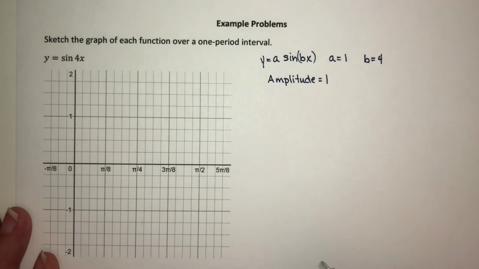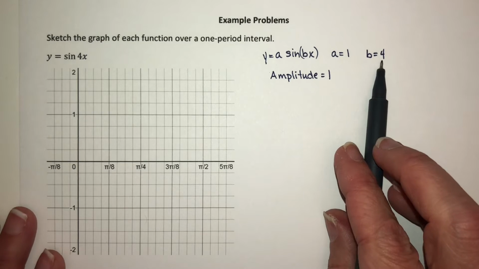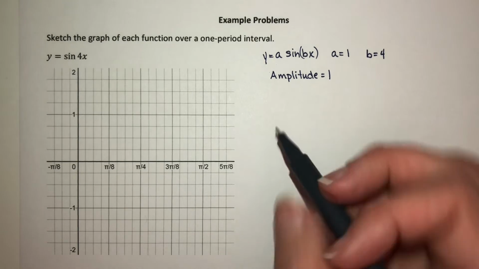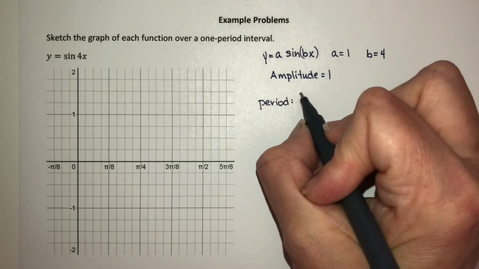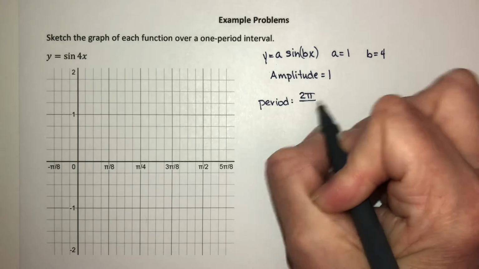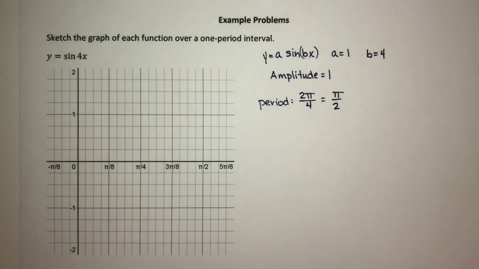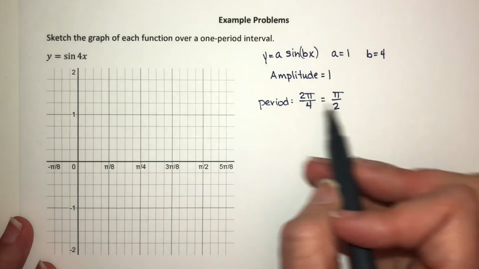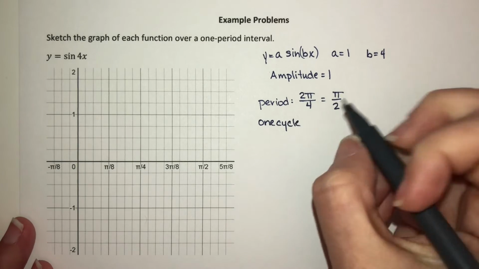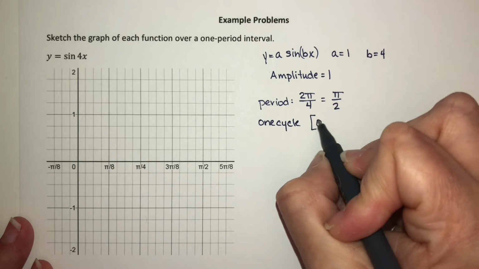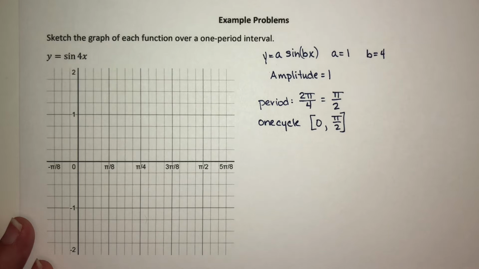So I'll be going up to 1, down to -1. Now, b equal to 4, this changes the period. The period is always 2 pi over b. So this is pi over 2. So we will complete one full cycle. One cycle is going to be from 0 to pi over 2. Okay?